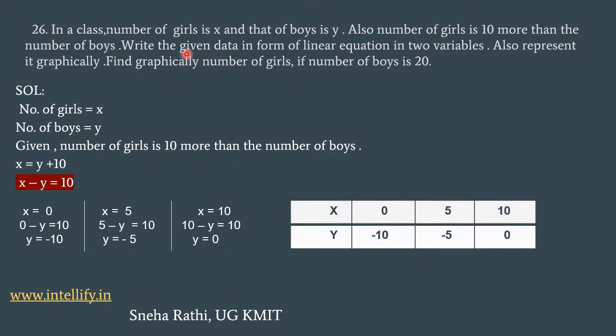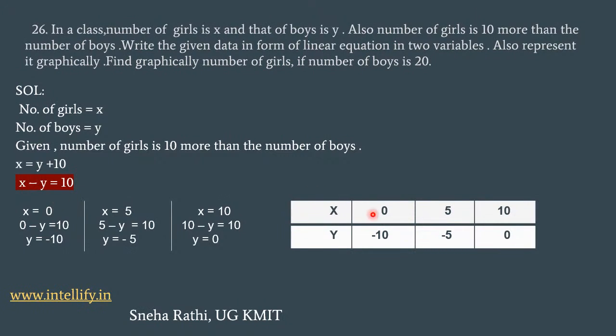Okay, it is given that the number of girls is x, and the number of boys is y. Given that the number of girls is 10 more than that of boys. Let us consider the number of boys as 7. So the number of girls is 10 more than boys, so 10 plus 7, 17. So y plus 10 is equal to x, because 17 is girls and 7 is boys. So x is equal to y plus 10. Now sending y to that side, you will get x minus y is equal to 10. This is the linear equation in two variables.